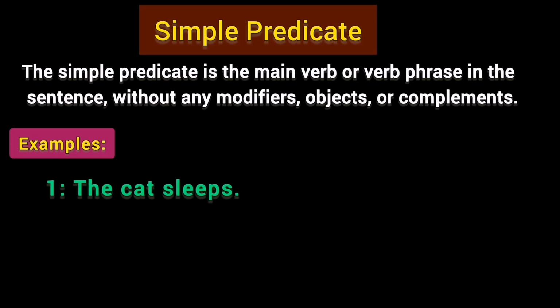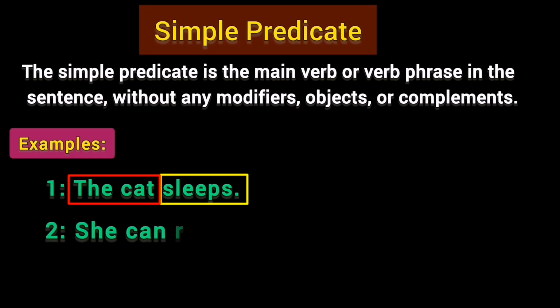The cat sleeps. Observe this example. Here, the cat, is a subject and, sleeps, is a predicate. But the question is how it is a simple predicate. The simple answer is that this predicate does not have any object, modifier or complement. Therefore, it is said to be a simple predicate. There are many examples like this.